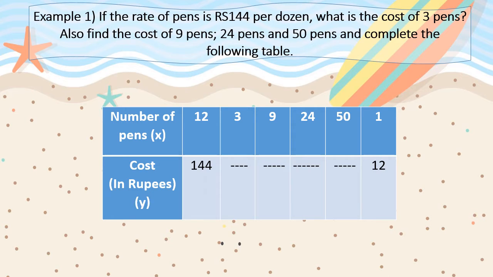Now tell me, what do you mean by per dozen? It means 12. So what is the cost of a dozen pens, or you can say what is the cost of 12 pens? It is rupees 144. Now tell me, what will be the cost of one pen? This information is also given in the table. So the cost of one pen is rupees 12. These two pieces of information are given, and what else do we need to find? We need to find the cost of 3 pens, 9 pens, 24 pens and 50 pens with the help of the unitary method.